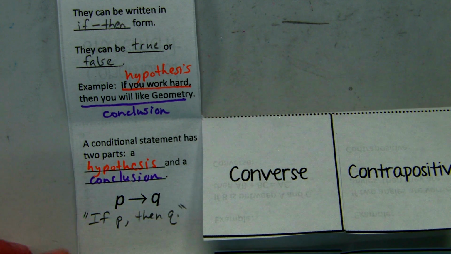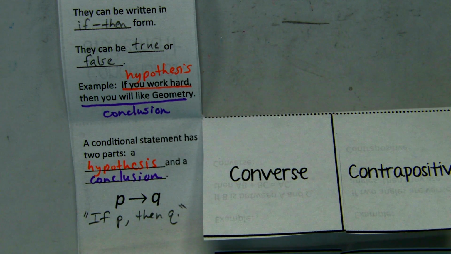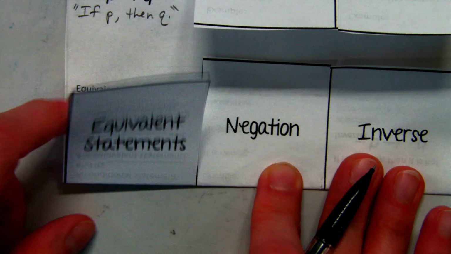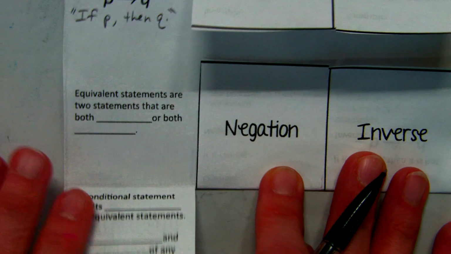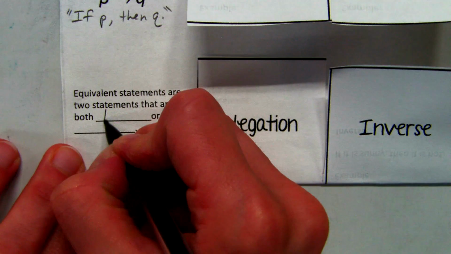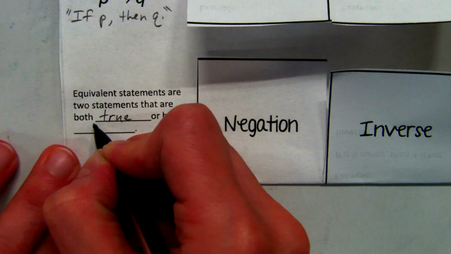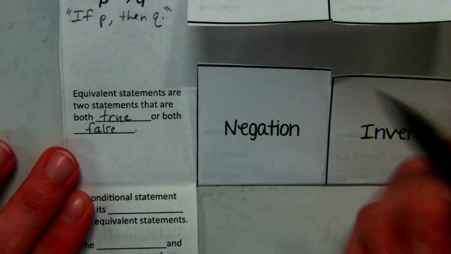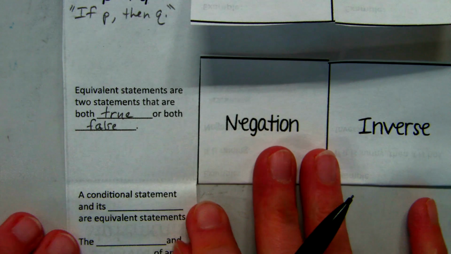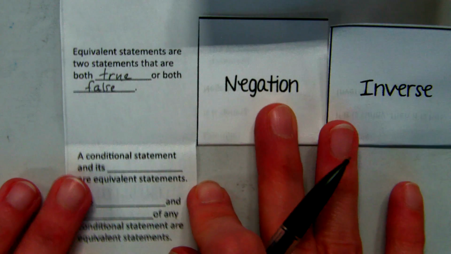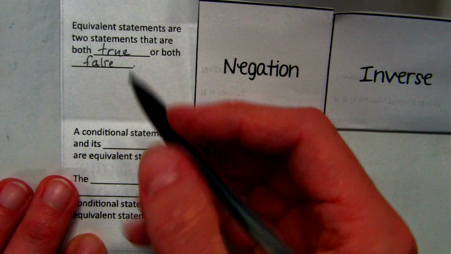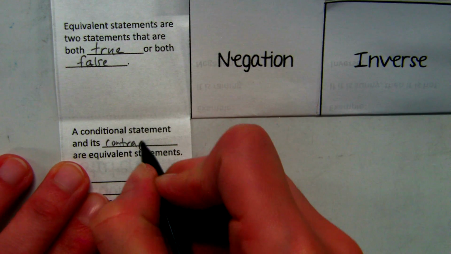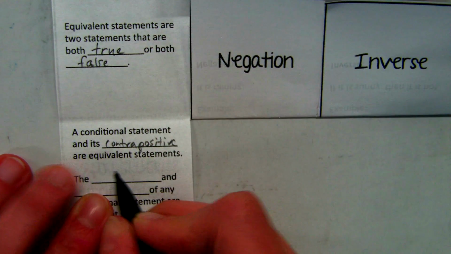So we're going to go down and look at equivalent statements next. I'm going to jump around a little bit. Equivalent statements are two statements that are both true or both false. If they're equivalent, it means they mean the same thing in different wording, but they're either both true or both false if we consider them to be conditional. We're going to look at a lot of different kinds of statements and how we reword these today. A conditional statement and its contrapositive, which we'll look at here in a little bit, are equivalent statements.